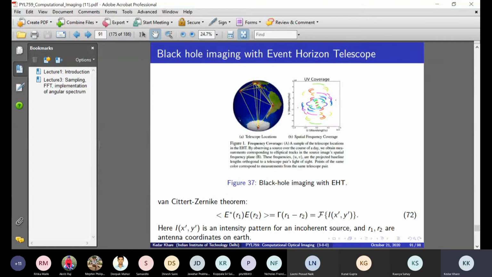And so this radiation is essentially spatially incoherent at the location of the black hole. Okay, but let us suppose that this I(x,y), as you see in equation 72, is the image that you want to recover. X prime, Y prime here are coordinates in the black hole plane, meaning near the black hole. Okay, transverse coordinates. And R1, R2 are going to be coordinates on Earth. R1 may be the coordinate at one antenna and R2 the coordinate at a second antenna.